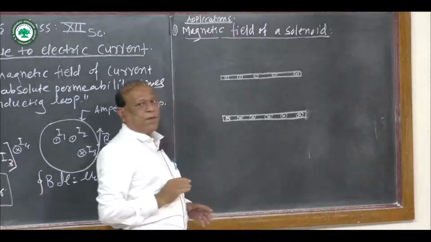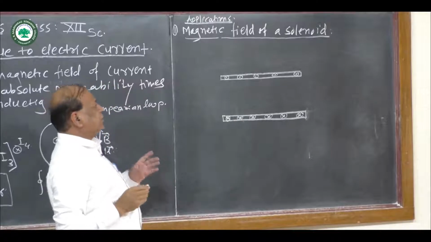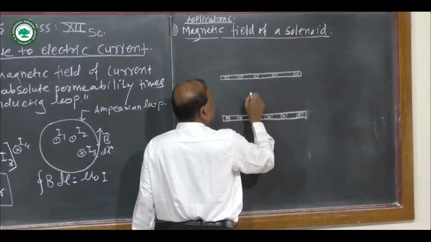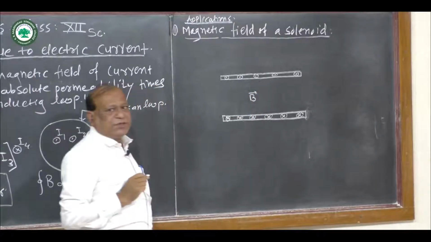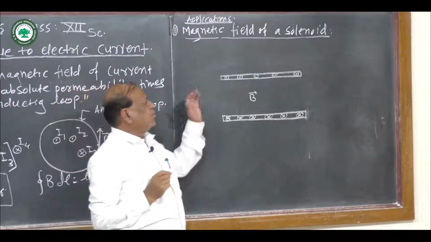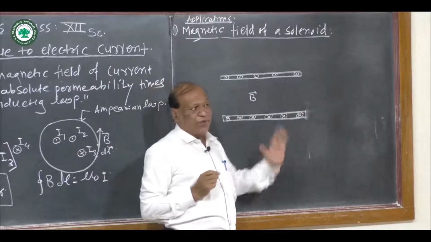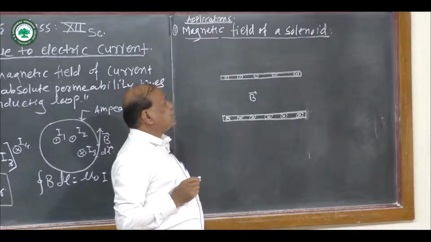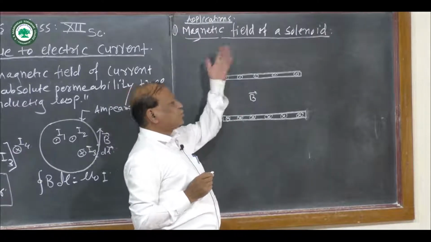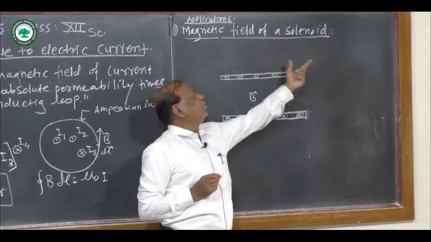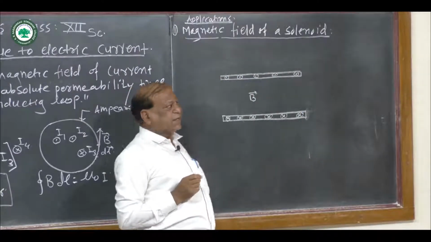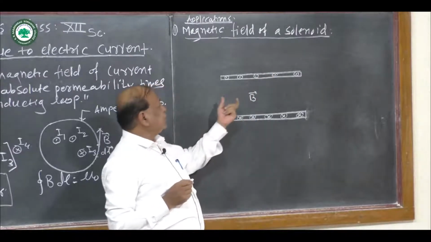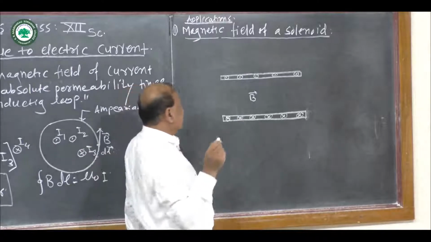And now we have to find the magnetic field B here. Magnetic field B is maximum at the center of this solenoid, and the strength of the magnetic field outside the solenoid is very low, which is neglected and taken to be 0. A large magnetic field strength is present at the center of the solenoid.